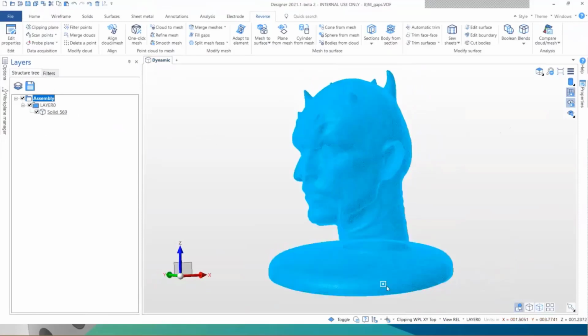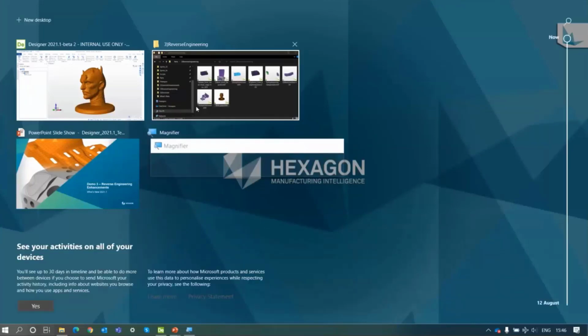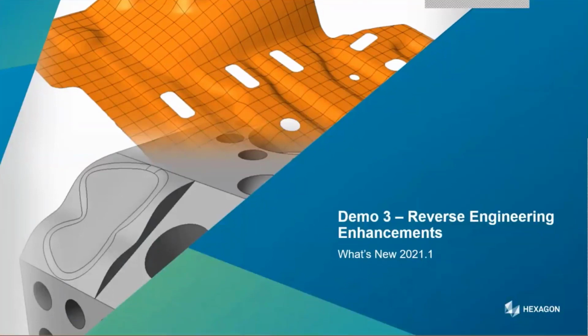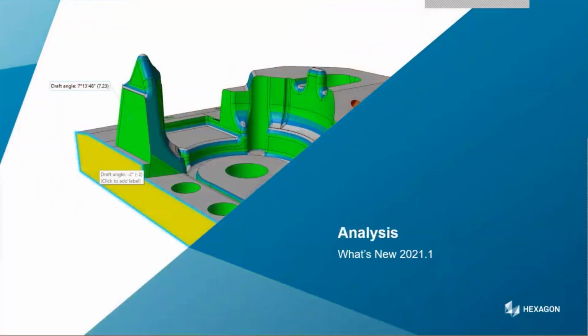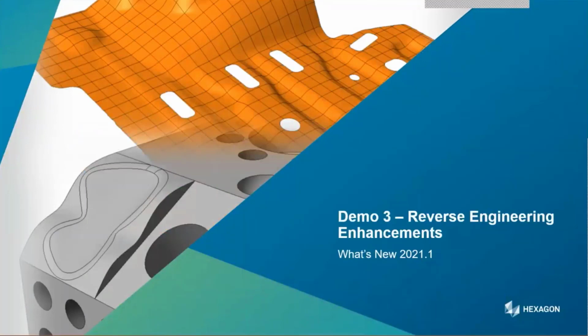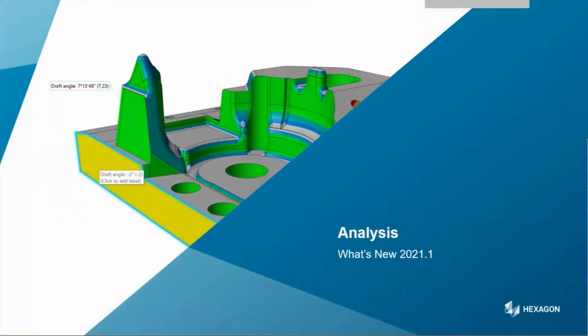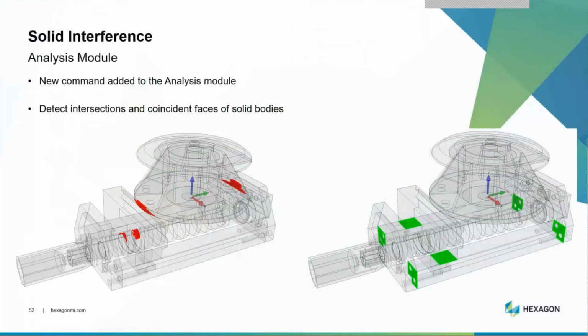All right. Back to the PowerPoint, which is here. That was all my reverse engineering. I know there's a lot to take in there, and there's more information on the forum, of course. So moving over to analysis, we've got enhancements to the cost option module. We've added a brand new command called solid interference, and this is where you can detect intersections and coincident faces between solid bodies.